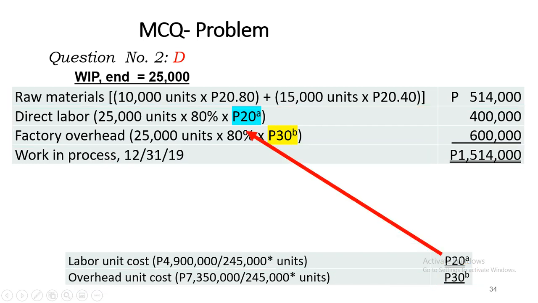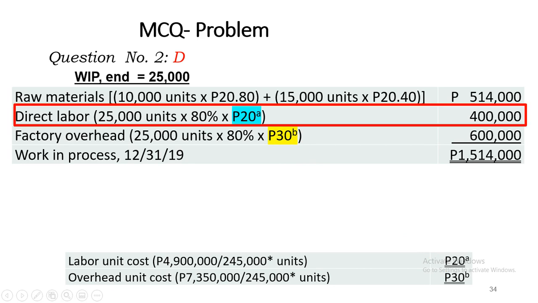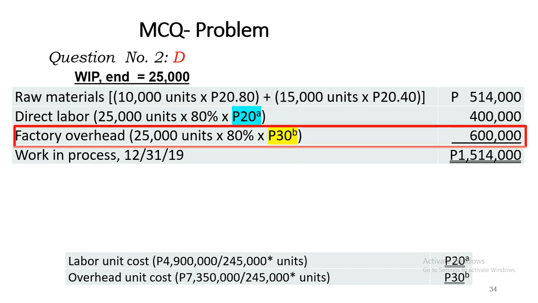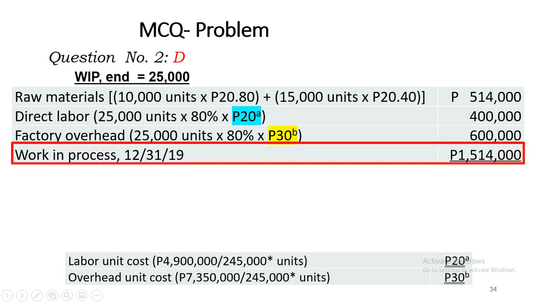That's why we multiply this one based on 20 and this one based on 30. Therefore, the direct labor is 400,000, which is 25,000 units times 80% completed, multiplied by 20, the labor unit cost. And factory overhead is 25,000 units times 80% completed times 30 pesos, so 600,000. So the total work in process ending is 1,514,000.